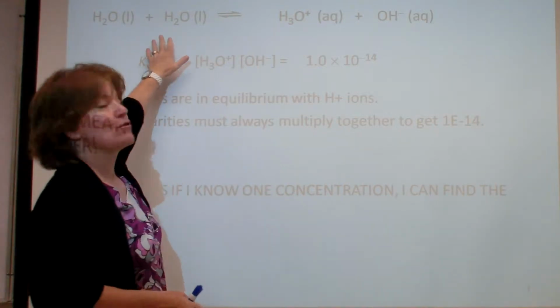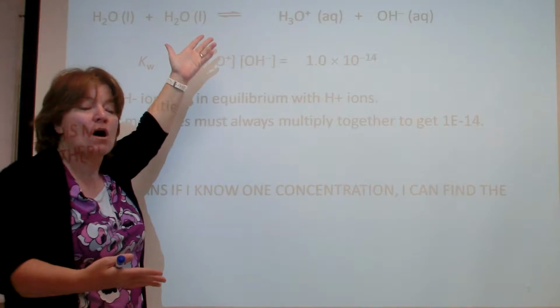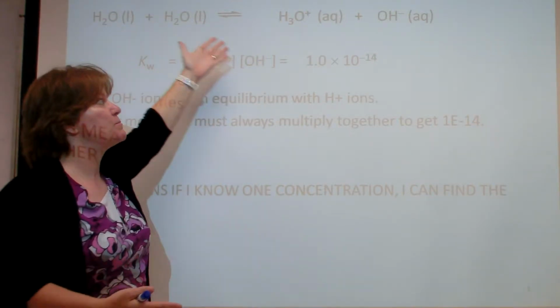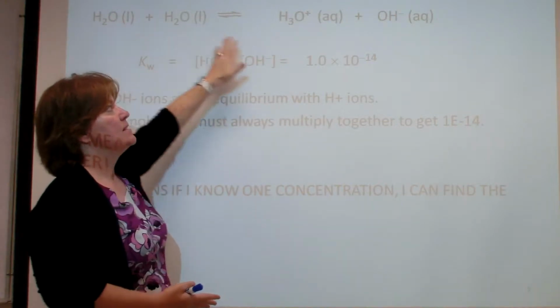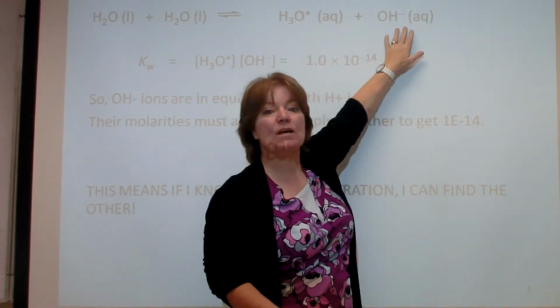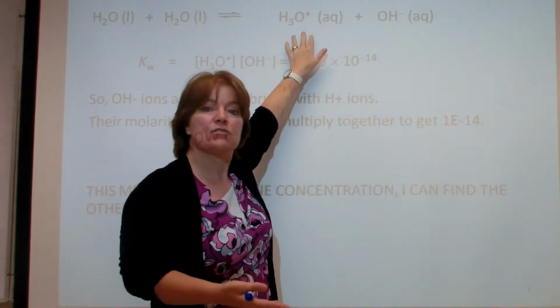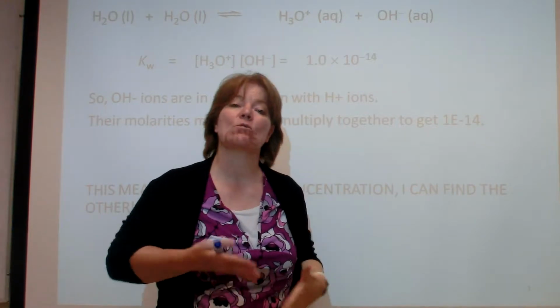Now, it turns out that there is an equilibrium process in water, that water by itself will split up. Two waters will split up such that one is an acid and loses an H plus and becomes OH minus, and that H plus sticks to another water, which is the base, and we get H3O. So these are always going to be in equilibrium.